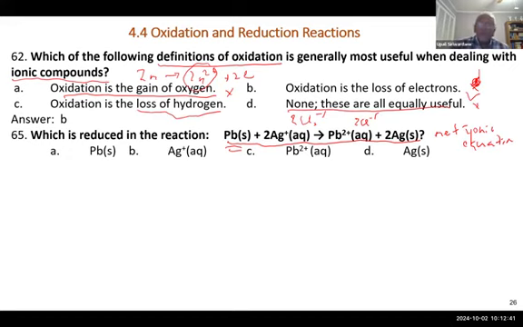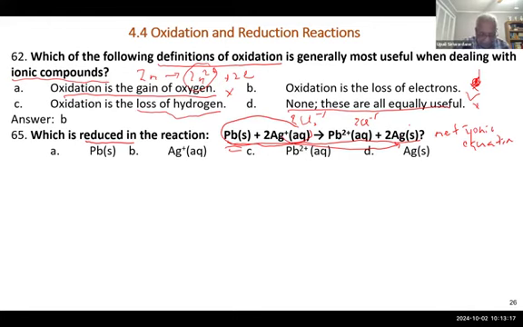Now answer the question: which is reduced in the reaction? You look for the species on the reactant side. In a redox reaction, we only focus on reactants. Which is reduced, which gains electrons? Silver is going to silver metal. Therefore, silver is the one that got reduced.